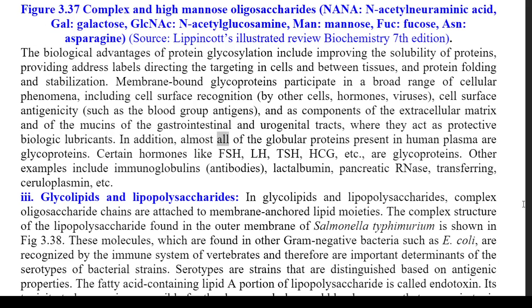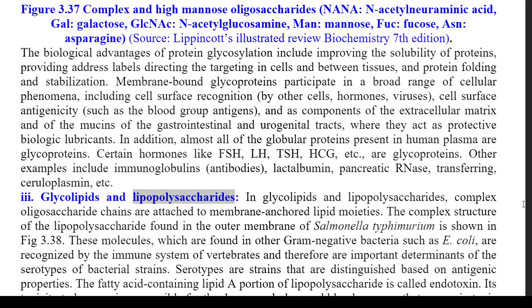In addition, almost all of the globular proteins present in human plasma are glycoproteins. Certain hormones like FSH, LH, TSH, HCG, etc., are glycoproteins. Other examples include immunoglobulins, antibodies, lactalbumin, pancreatic RNase, transferrin, ceruloplasmin, etc.